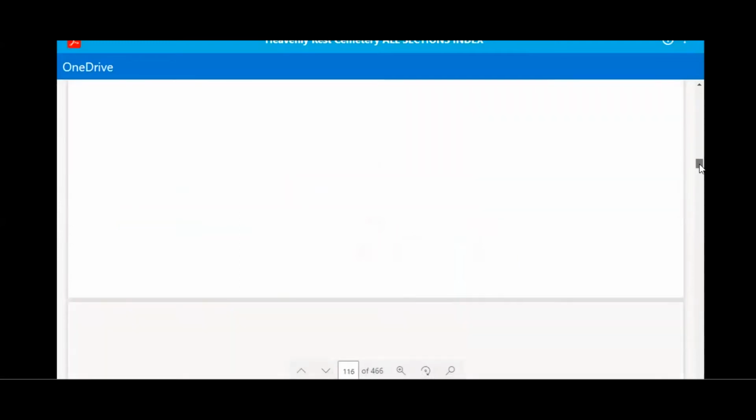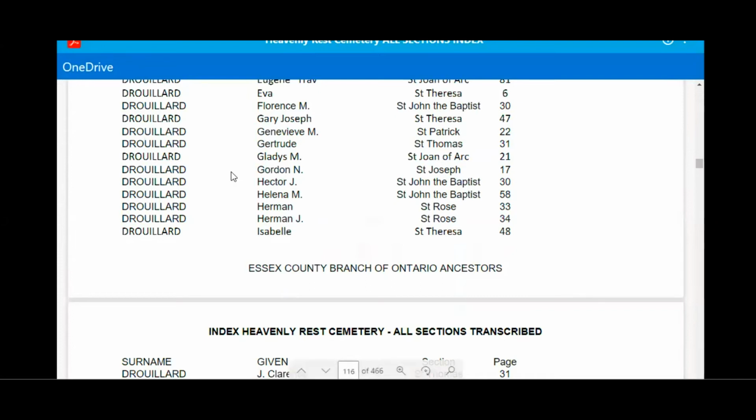So for example, this would be an index for the cemetery included in Heavenly Rest. For example, Hector Droulard is in St. John the Baptist section on page 30. So you would know that you would go into the members library, look up that section of Heavenly Rest and go to page 30, and you would find information about his burial.